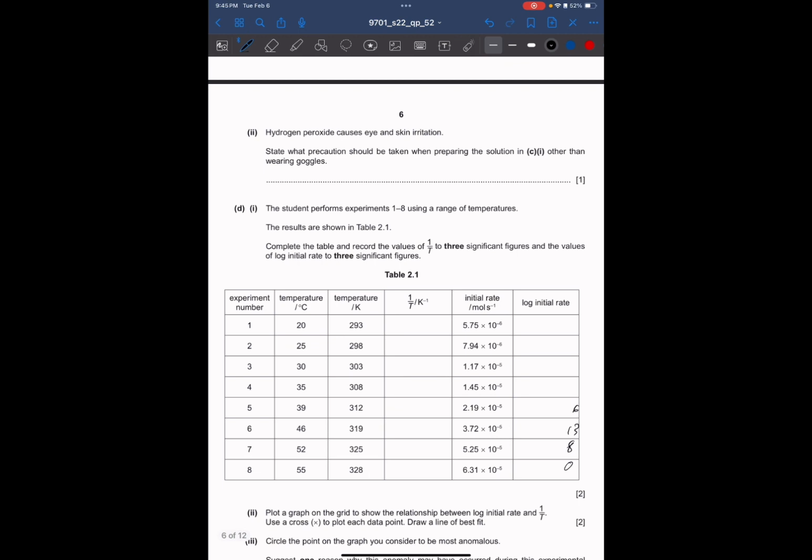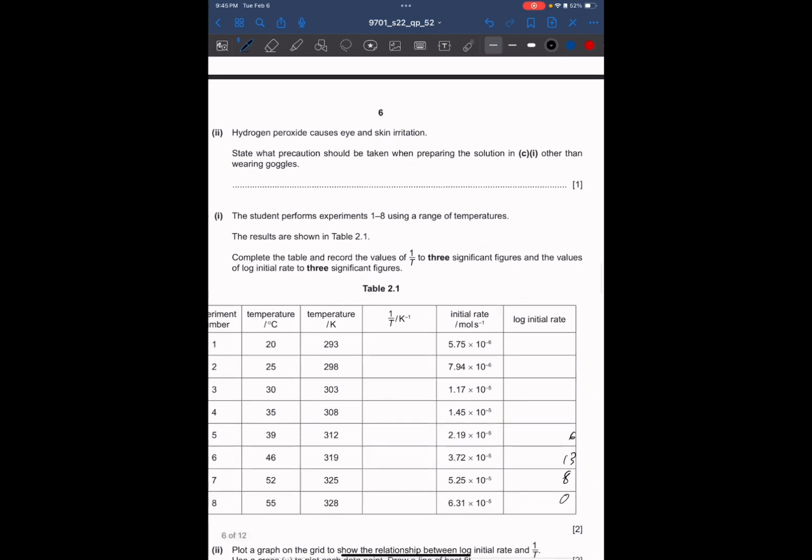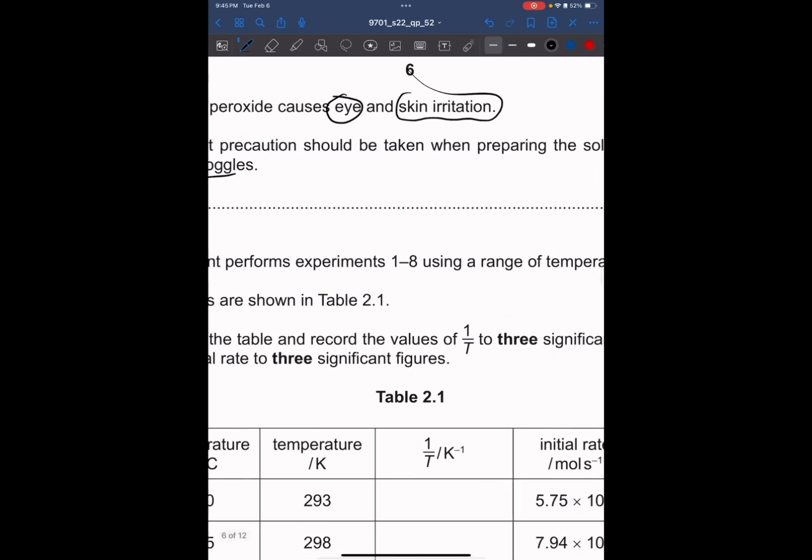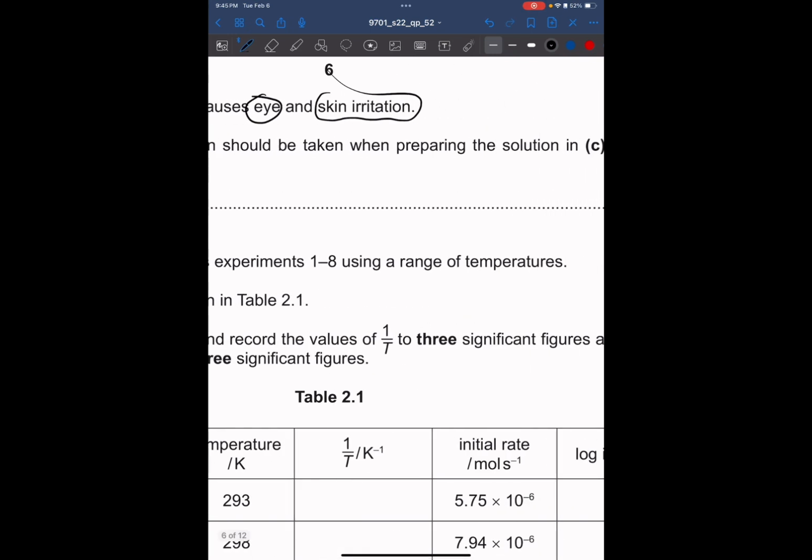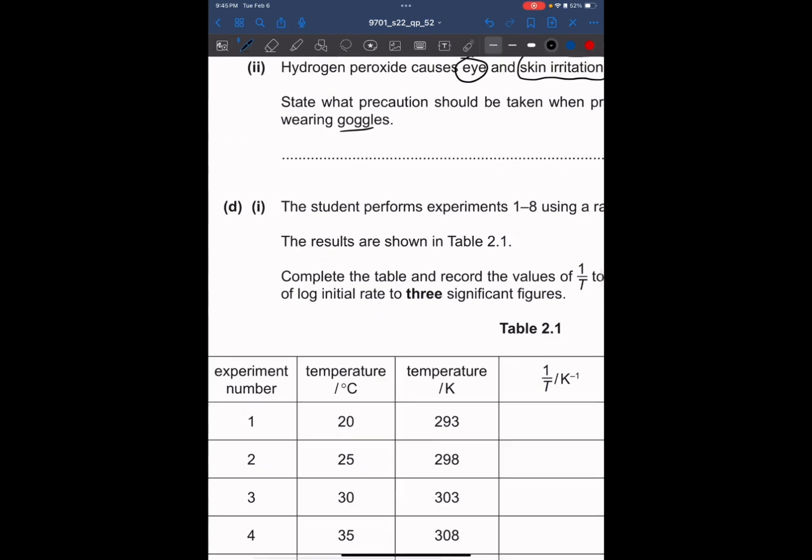Hydrogen peroxide causes eye and skin irritation. State what precautions should be taken when preparing the solution in C1 other than wearing goggles. Okay, so goggles is to address the eyes, so now we have to address the skin irritation. Obviously, if you want to remove skin irritation, then you'd have to wear gloves.